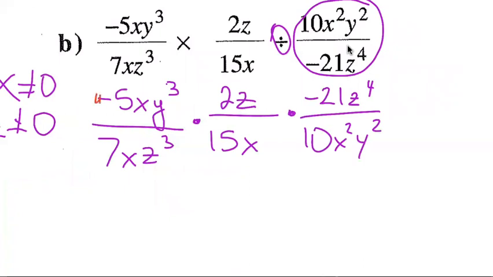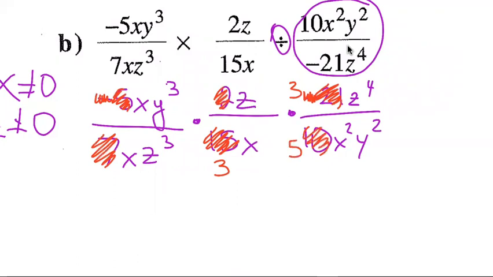This negative and this negative will cancel each other out. Negative times a negative is a positive. This 5 will reduce with this 15. That will give me 3. This 7 and this 21 will reduce. That will give me 3. This 2, this 10 will reduce. That will give me 5 here and 1 there. Of course, there's 1s here.